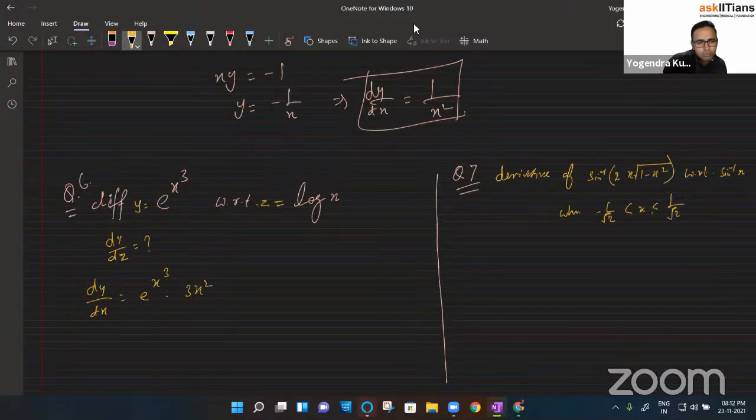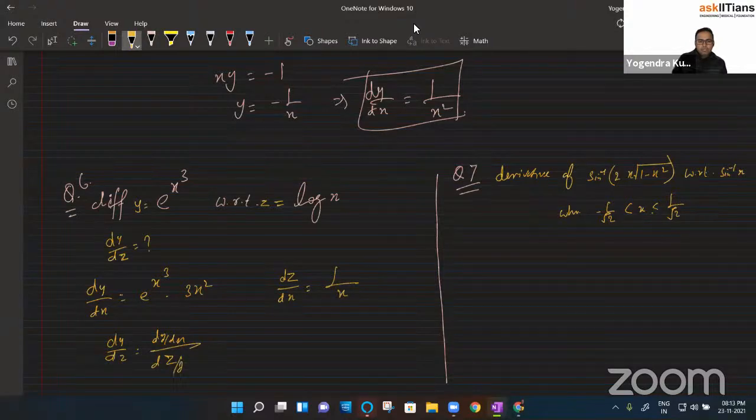Everyone is understanding chain rule, right? Dz by dx, I can find out, it will be 1 by x. Simple, right? Now divide, that's it. Dy by dz I need to get, so dy by dx divided by dz by dx. And that's it. We are getting e raised to x cubed into 3x squared divided by 1 by x. This is our final answer, right?